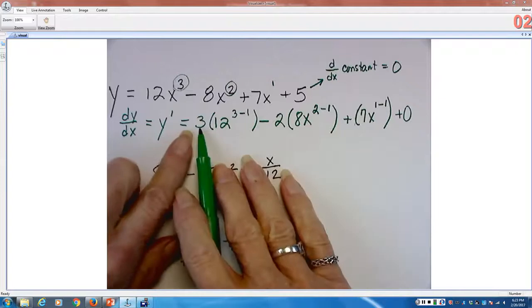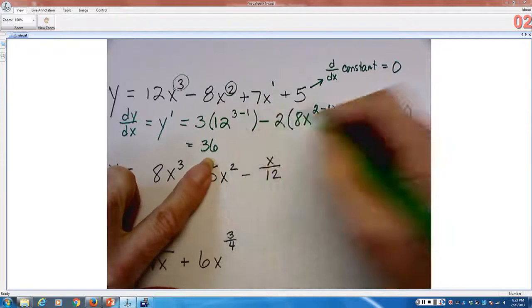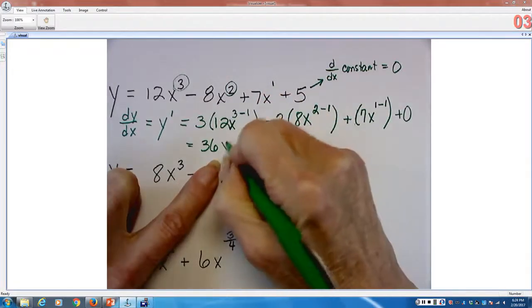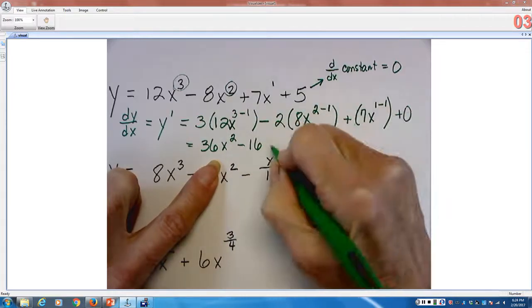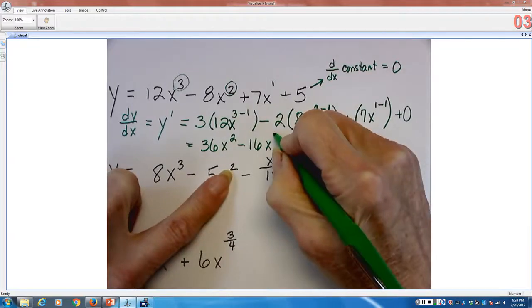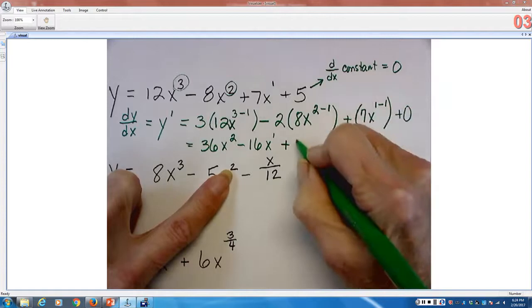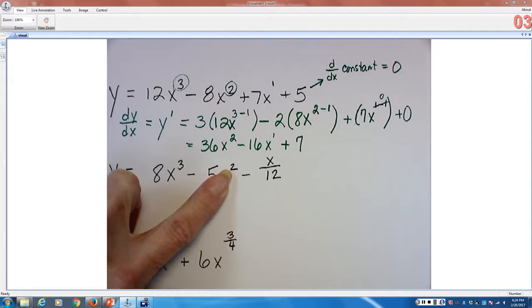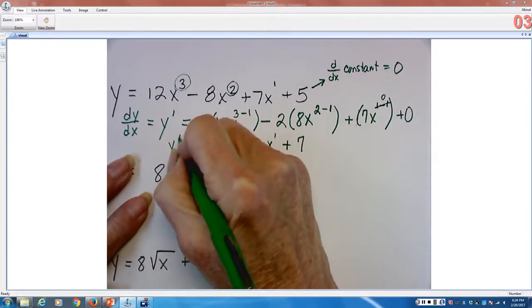So then this actually now is 3 times 12 is 36. Where'd my x go? Gotta keep my x. 36 times x to the second power. Negative 2 times 8 is minus 16 times x to the first power, and you can write it down or leave it out, whichever one you want, plus 7, and when you have x to the 1 minus 1, that's x to the 0, so it's just 1 and it disappears. And you don't have to write the plus 0 at the end because it doesn't change anything. So this is your derivative, that's y prime.